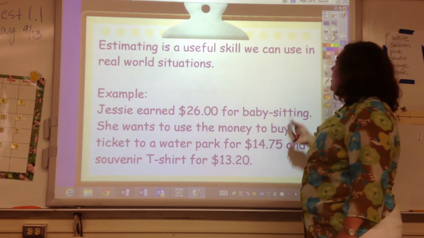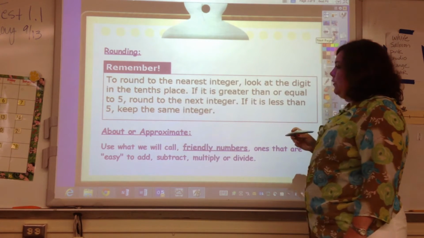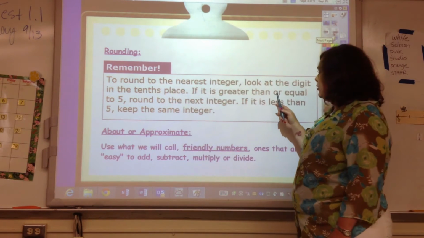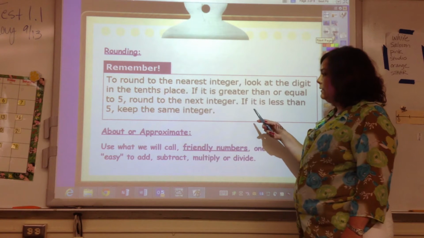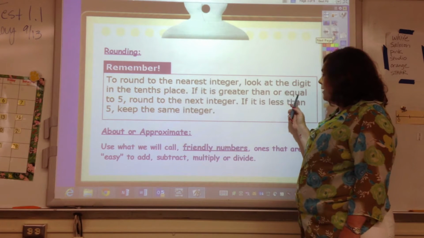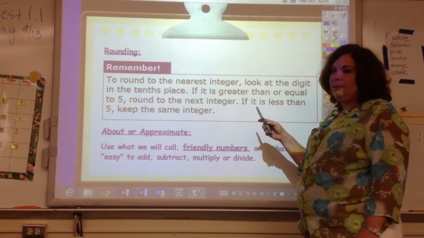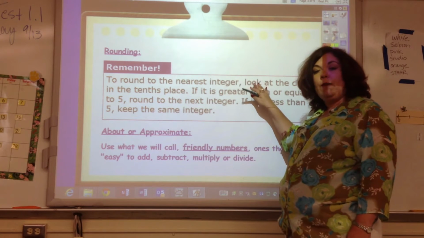About, or approximately. So whenever you're rounding, you need to remember to round to the nearest integer, look at the digit in the tenths place. If it is greater than or equal to 5, round to the next integer. If it is less than 5, keep the same integer. Now this is whenever you're rounding.